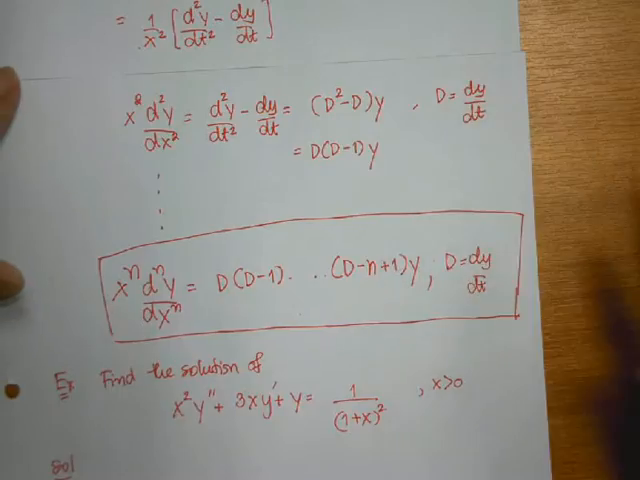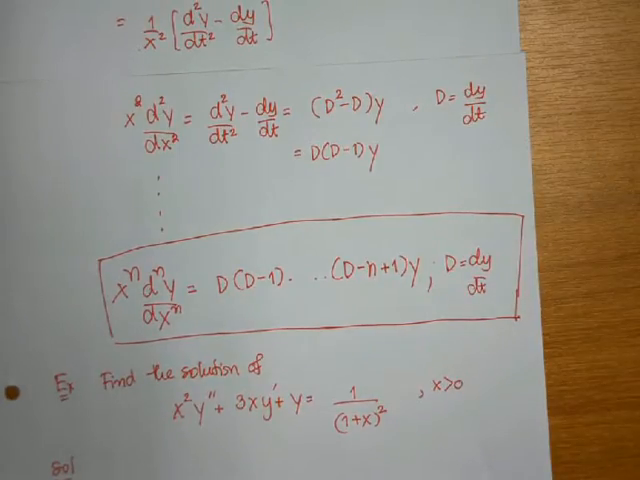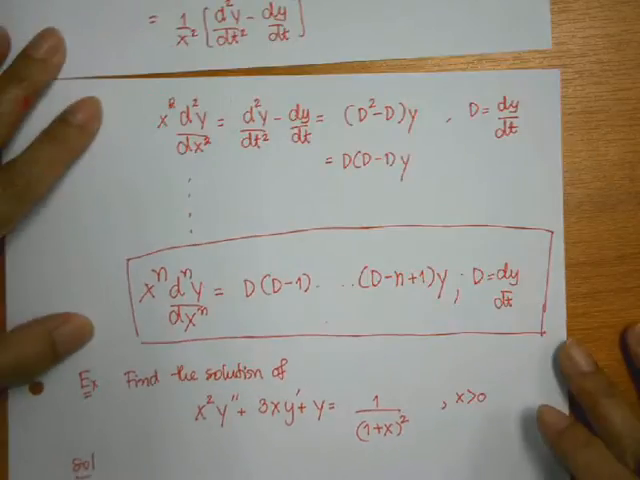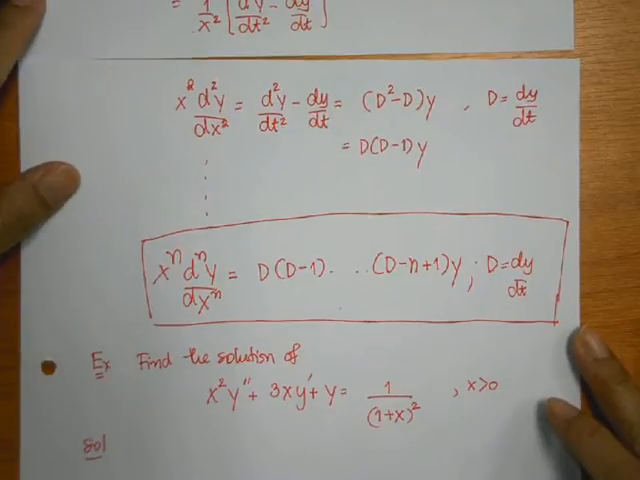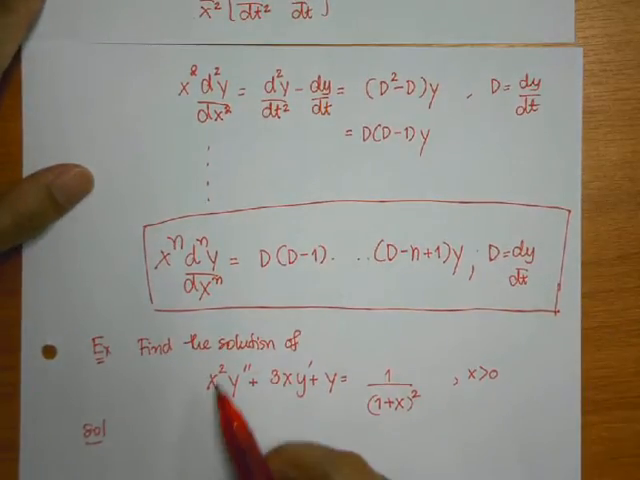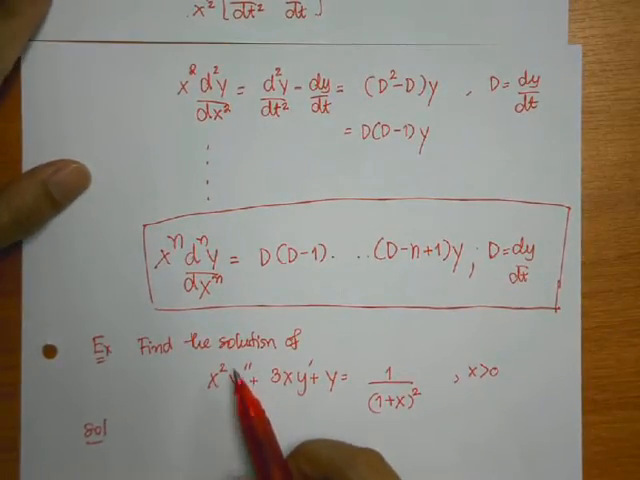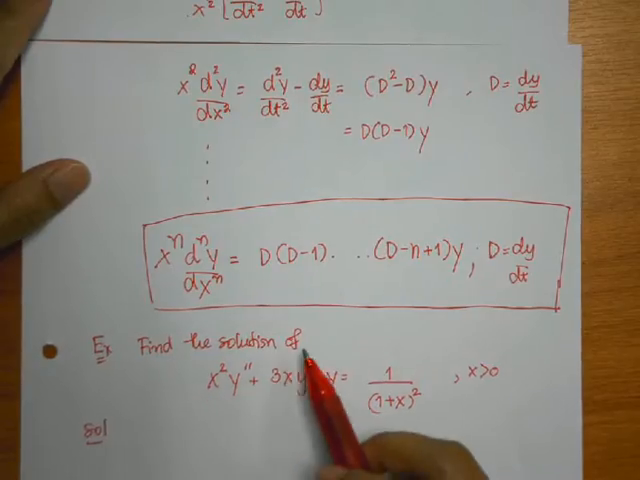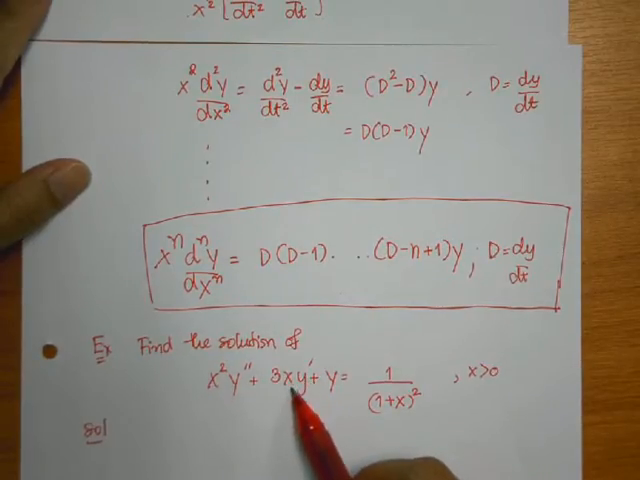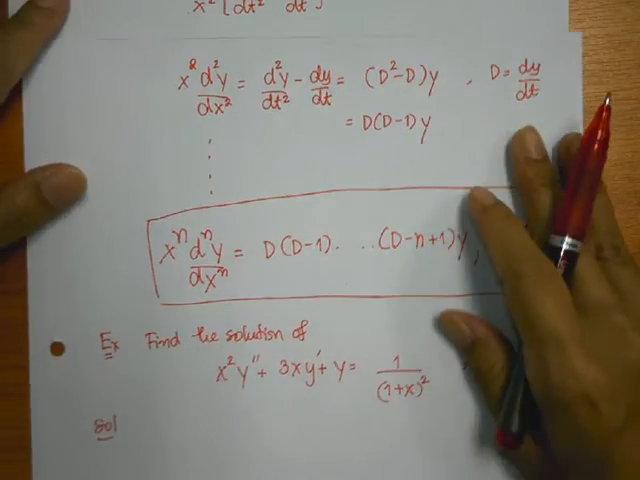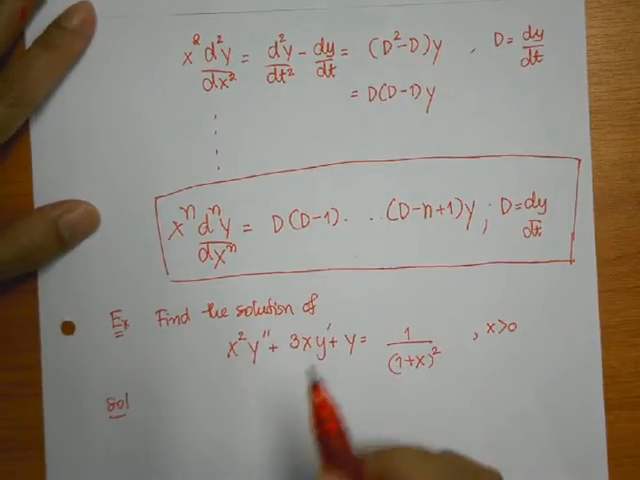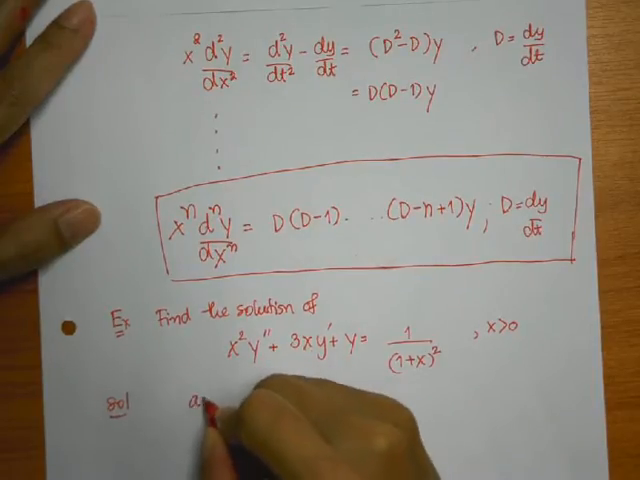Okay, let's take a look at the example. Is this equation a Cauchy-Euler equation? You have the second derivative of y here, you have x squared here. You have the first derivative of y here, you have x here. Is it a Cauchy-Euler? Yes, it is. So if you see an equation like this, you have to use this assumption.